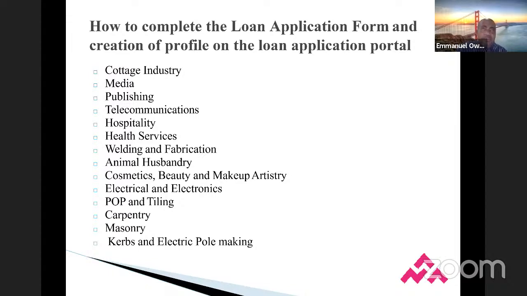Health services, if you want to run a gynecological or, no, for health service, you want to run where people can come and take tests and all that. Welding and fabrication, fantastic. Animal husbandry, want to keep goats, want to keep cattle, want to keep pigs, want to rear them. Cosmetics, beauty and makeup artistry, name them: electrical and electronics, POP and tiling, carpentry, masonry, keps and electric pole making. All these are areas that can qualify you to access this loan. So just take note of them.